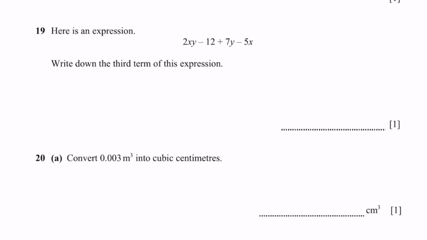Question 19. Here's an expression. Write down the third term of this expression. The terms are separated by an operator sign. In this case, it's minus and plus. So first term, second term, third term. 7y is the third term, and we should just write that down.